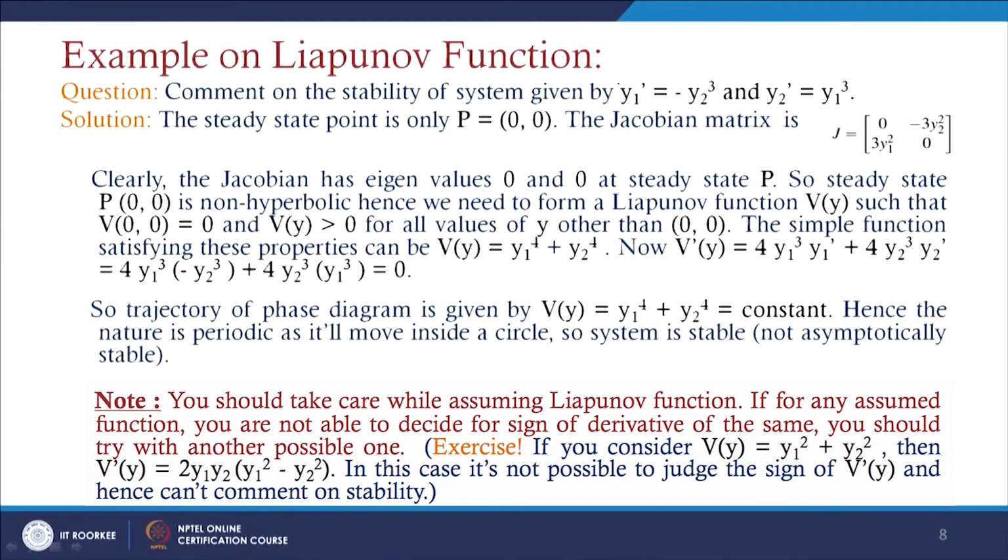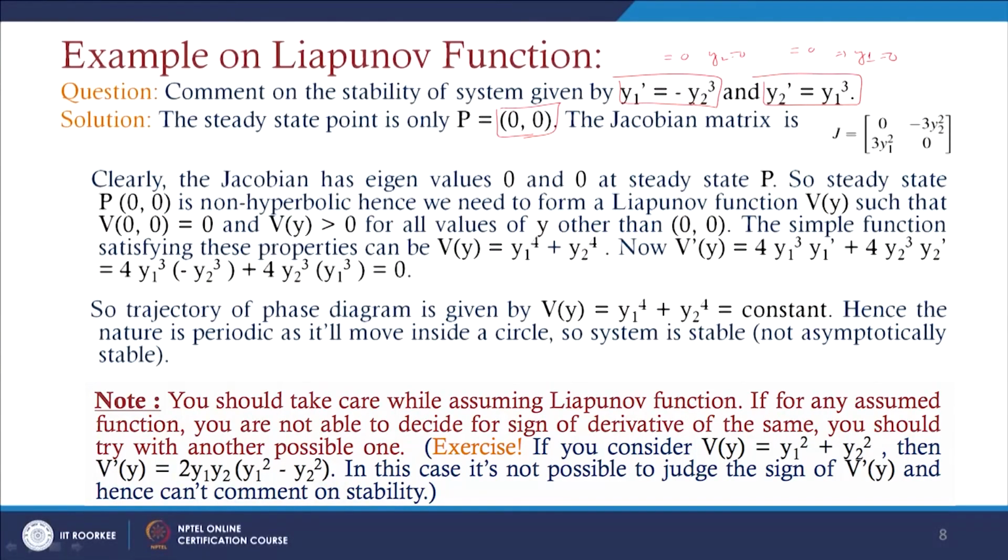So, suppose the system is represented as y1 dash equals minus y2 cubed, and y2 dash equals y1 cubed. For this system, the steady state points are: first, y1 dash equals 0, then you will have y2 equals 0, and if you consider y2 dash equals 0, this means that y1 equals 0 here. So, the steady state point is (0, 0).